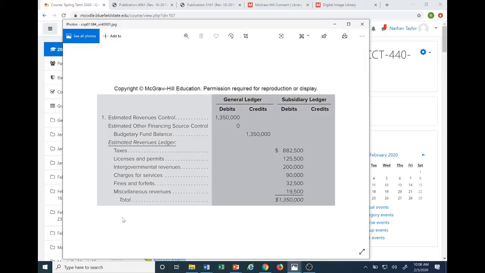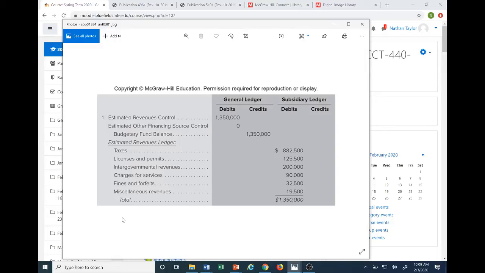Then to the right, we have a subsidiary ledger. This is the makeup, or the itemized detail, of that estimated revenues control. We know that's a debit, but the actual makeup of that 1.35 million, as we can see in the estimated revenues ledger: 882,500 of that is coming from taxes. Licenses and permits is 125,500. Intergovernmental revenues, 200,000, and so on and so forth. So we can see that's where the 1.35 million came from.